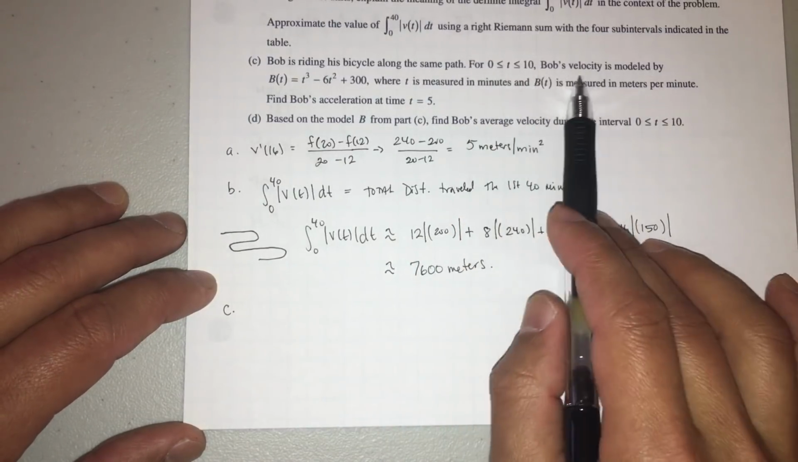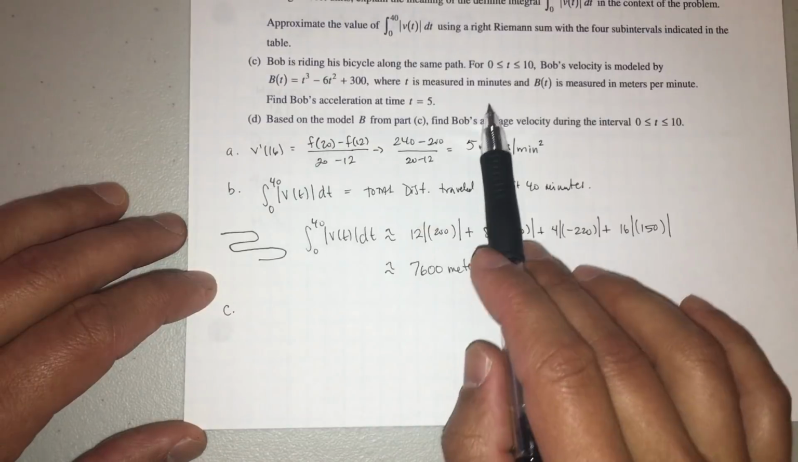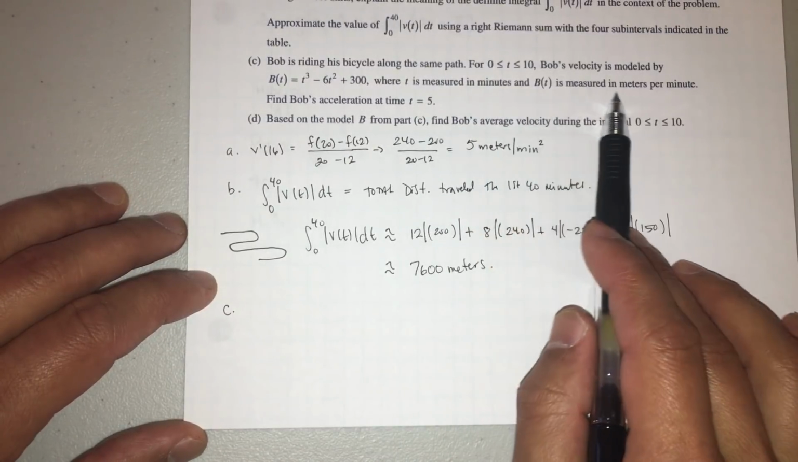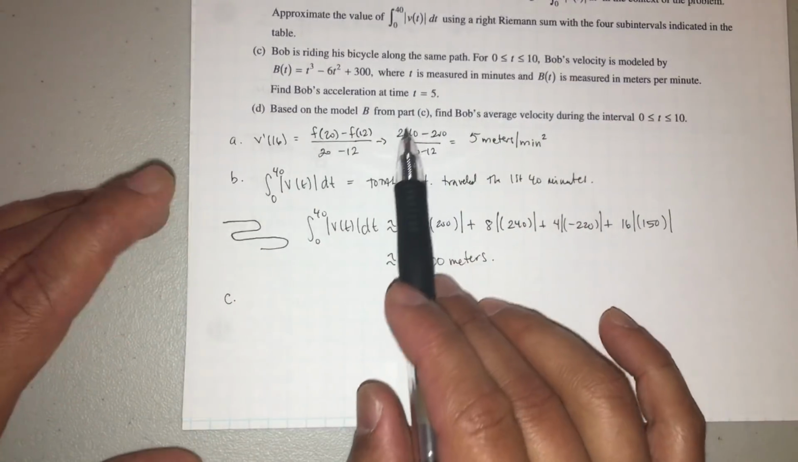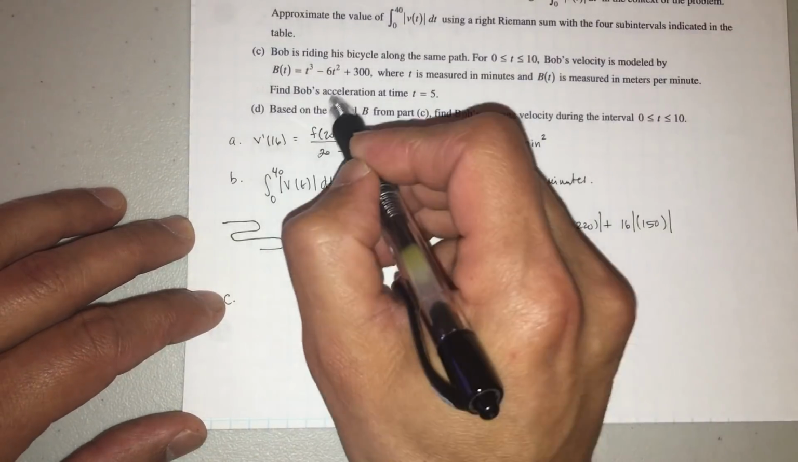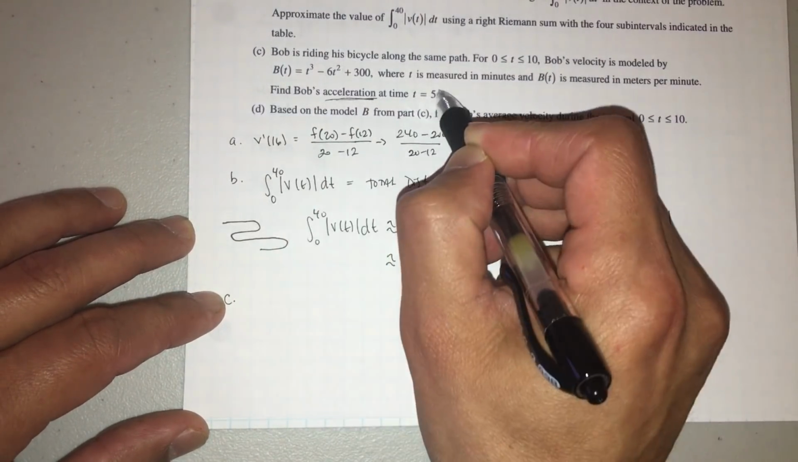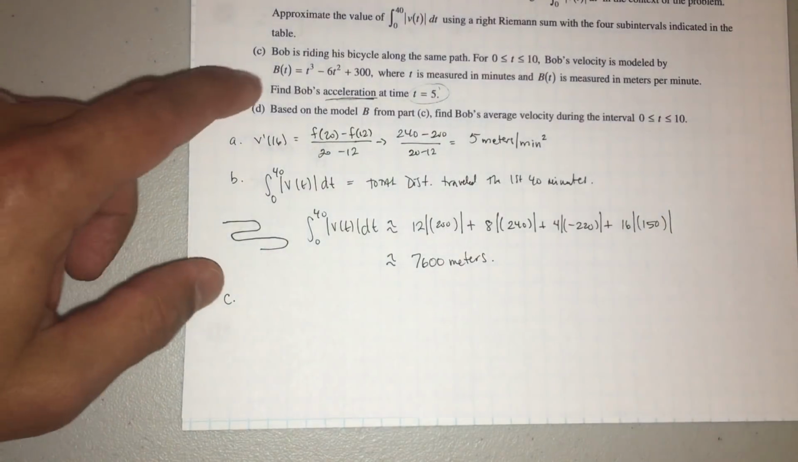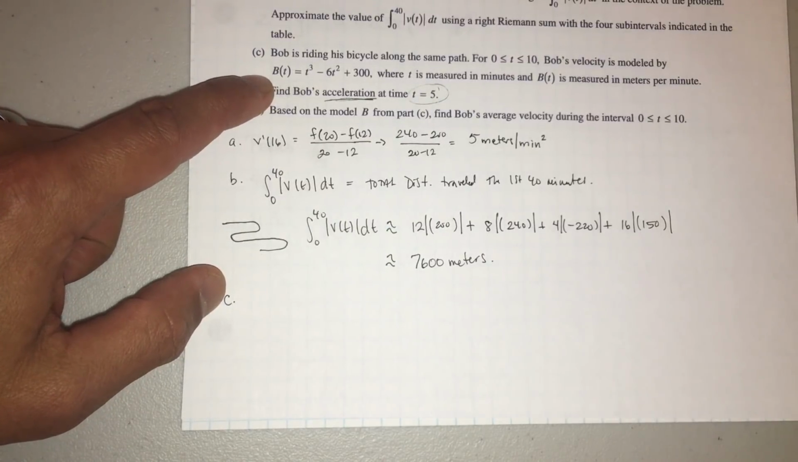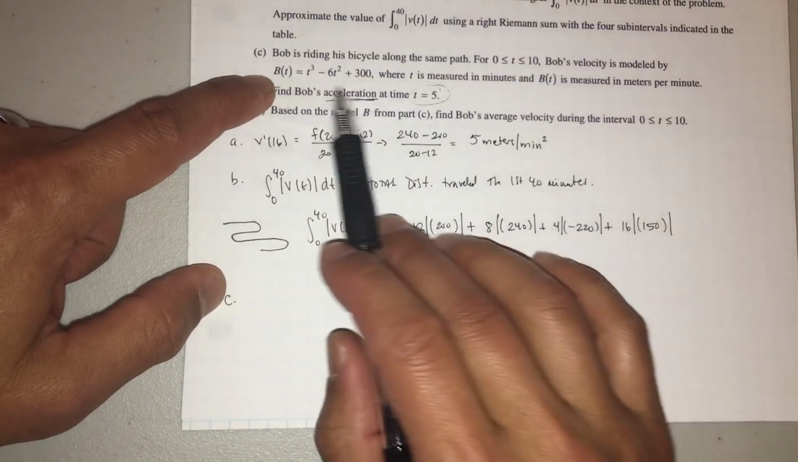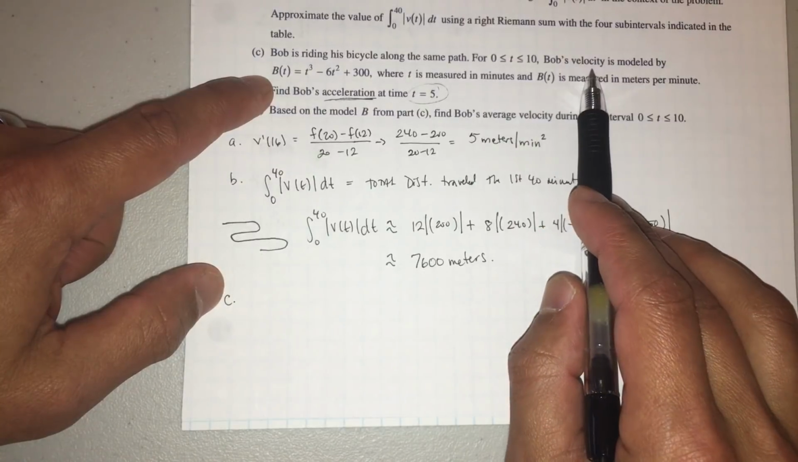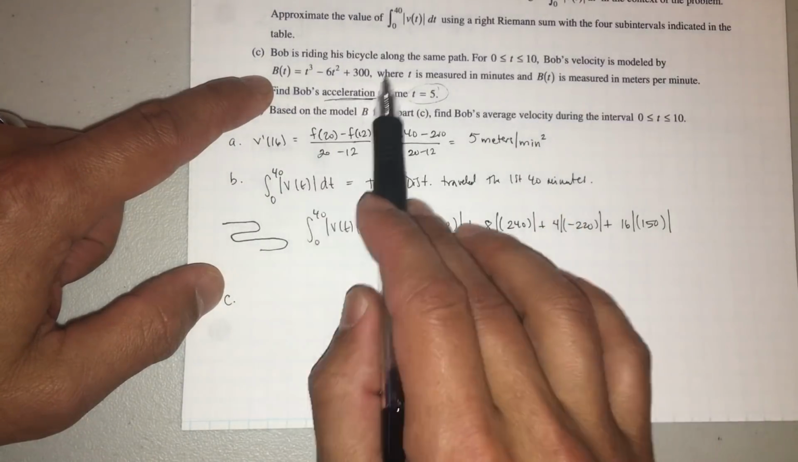For the first 10 minutes, his velocity is modeled by this cubic measured in minutes, and B of t is measured in meters per minute. Okay. Find Bob's what? Acceleration. Look at that. At t equals 5. What do they give me? His what? Okay, B of t, Bob's velocity. You see that? Bob's velocity is given by this.